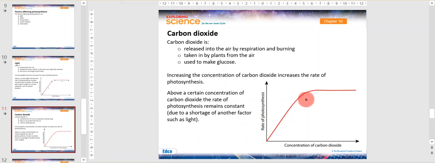For example, people that grow plants sometimes burn paper and produce CO2 to increase the concentration of CO2 in their greenhouse. What that does is feed the plant, giving it the raw materials it needs for photosynthesis, and it can actually help increase the rate of photosynthesis. So again, carbon dioxide is one of those factors that impacts the rate of photosynthesis.